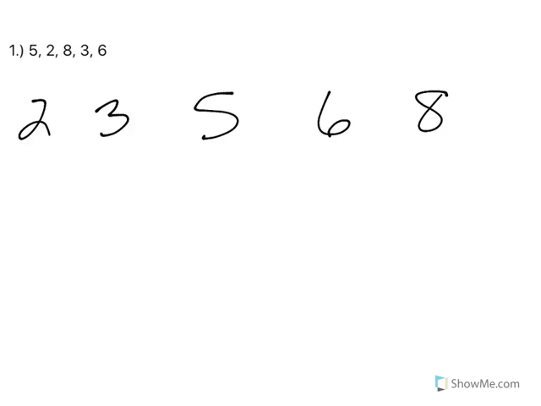So, in number 1, your first thing is always going to be to put these numbers in order least to greatest. So 2, 3, 5, 6, 8. I have 5 numbers, put them in order. Now, to find the mean, we are going to add them together and divide by 5. So when I add them all together, I get 24. So this is the mean. I get 24, I divide by 5, and that gives me 4.8.